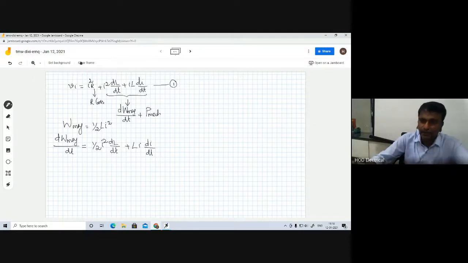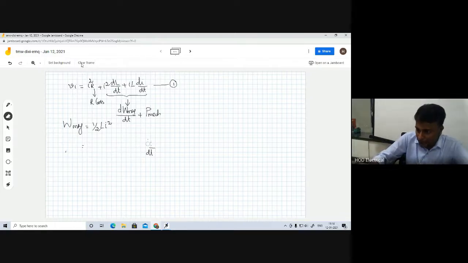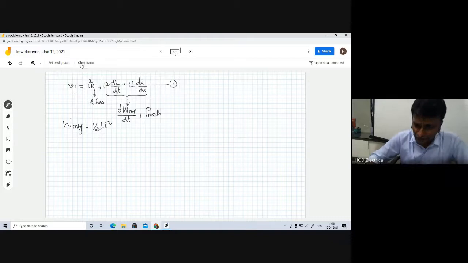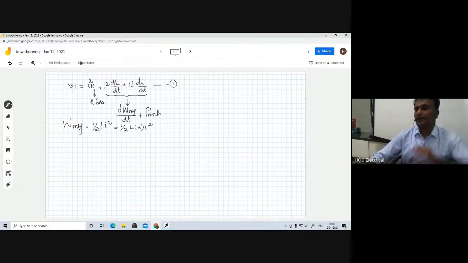But in our circuit, this inductance is varying with respect to time. So let me explain this once again. We are assuming a linear circuit, so from that we have come to know the magnetic field energy. But for our case, inductance varies with respect to time, so we can write half L of x into I squared.